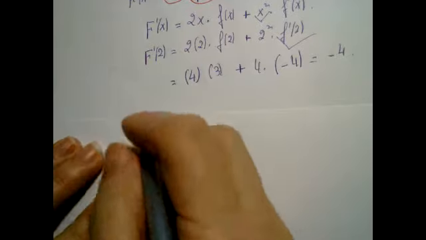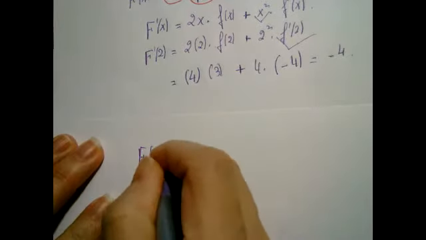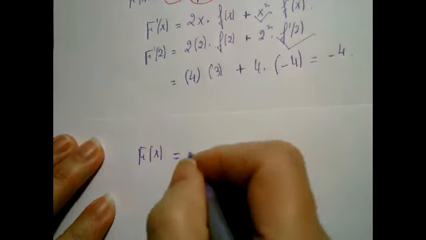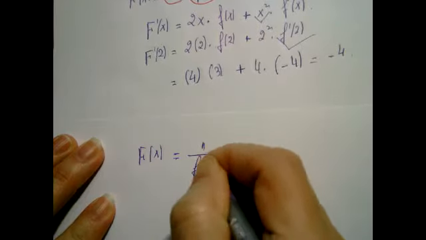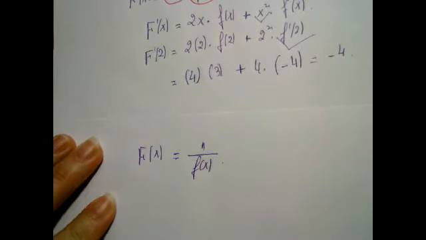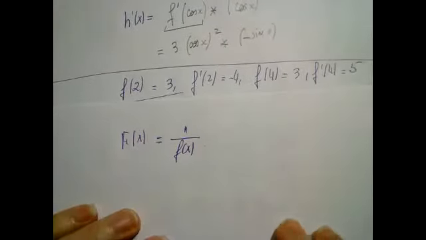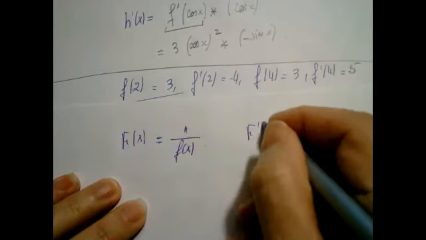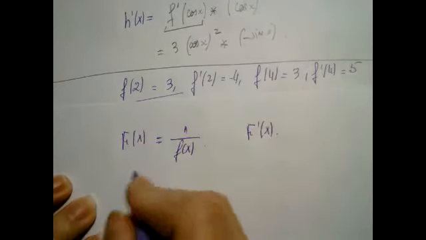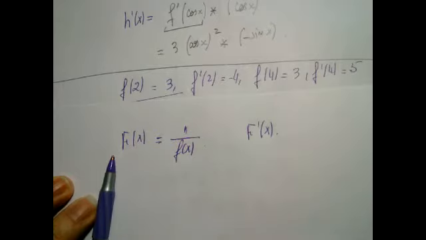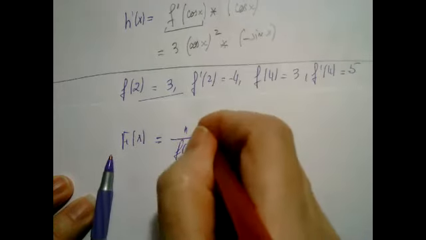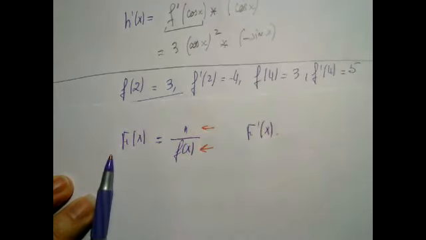What was it? Okay, f of x. It was 1 over f, and we need to find the derivative at 2. So the same type of questions, and this is the given. Okay, and let's see here. So to find f prime, we have to use the quotient rule. So that's 1 over this, we use the quotient rule.